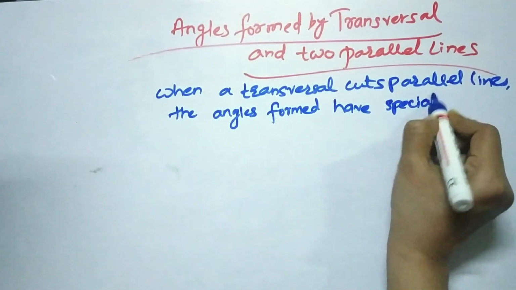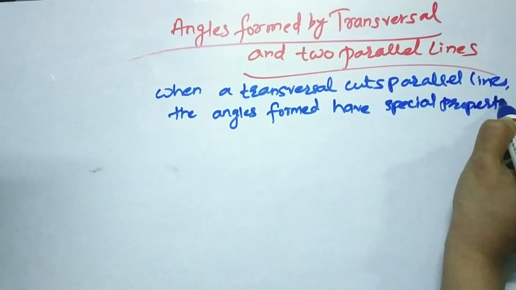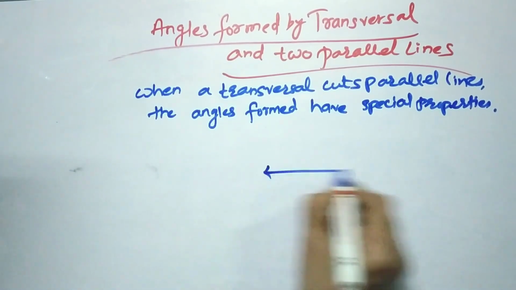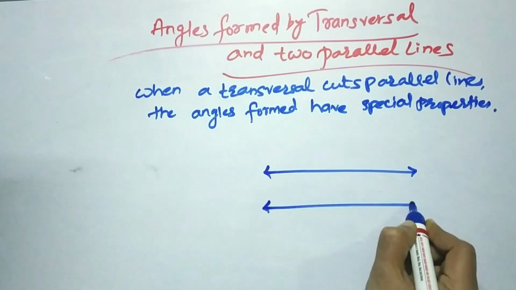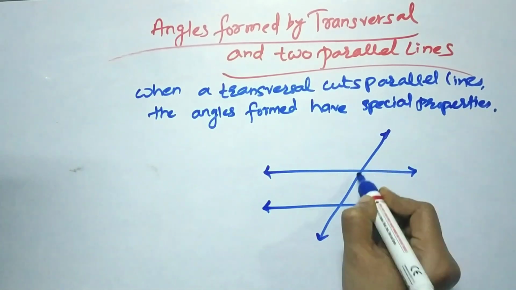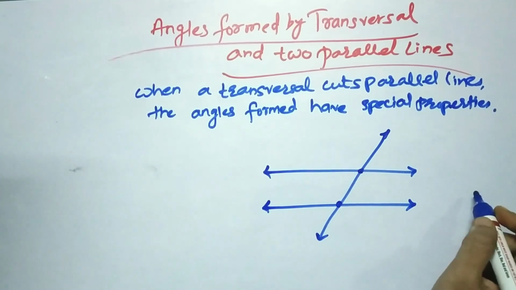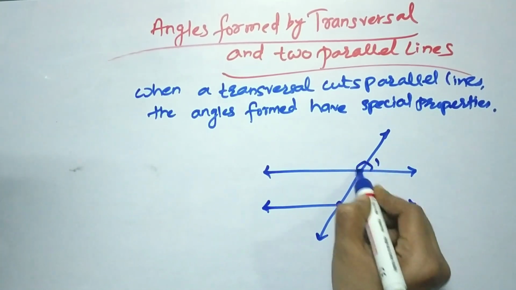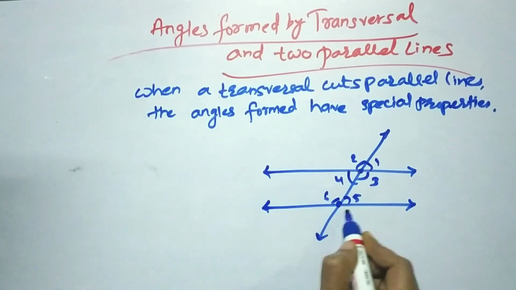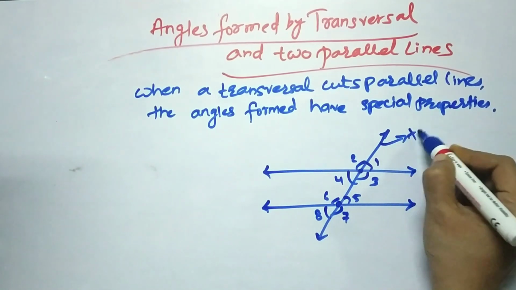So now we are going to discuss the special properties of angles. Friends, just consider that we have two lines that are parallel, and this is a transversal. It is cutting these two lines at two different points. Whatever angles are formed here: angle 1, angle 2, angle 3, angle 4, angle 5, angle 6, angle 7, and this is angle 8. And this is a transversal.